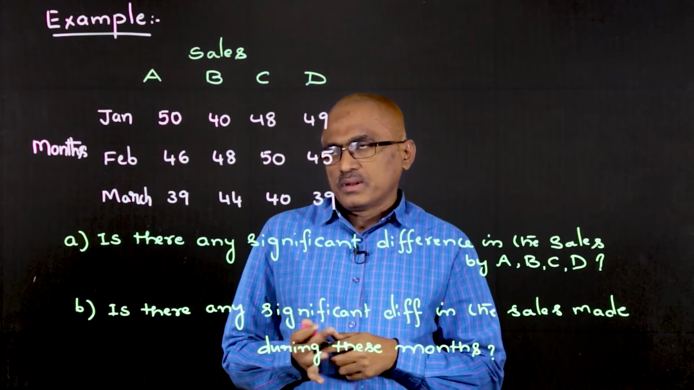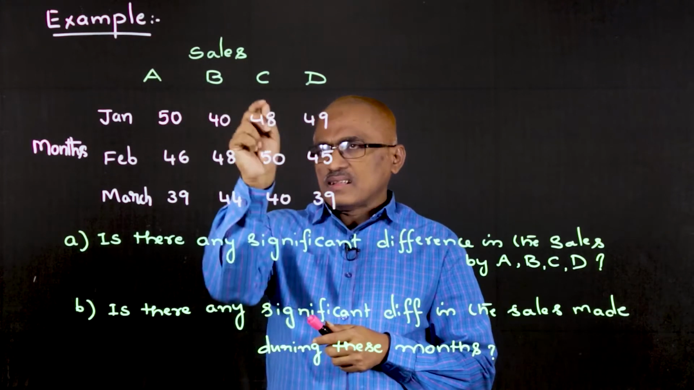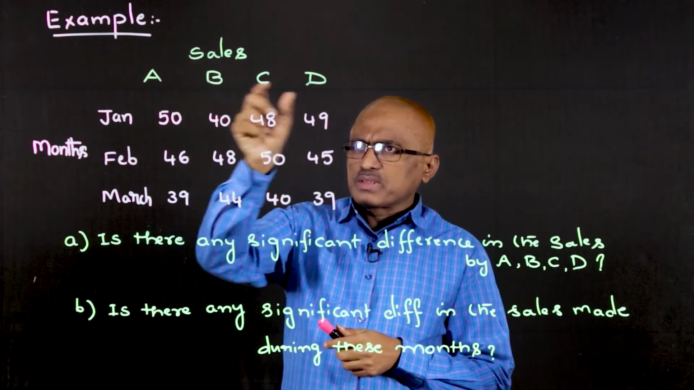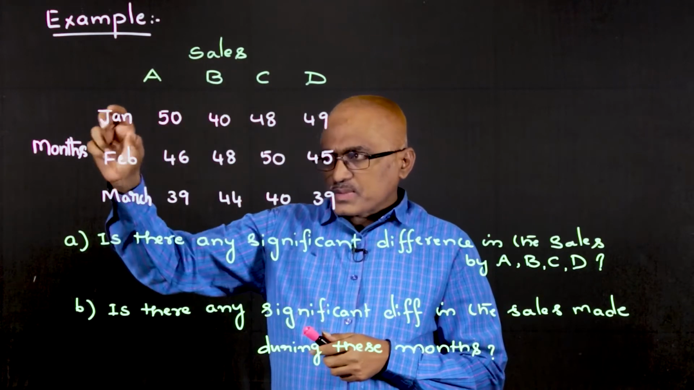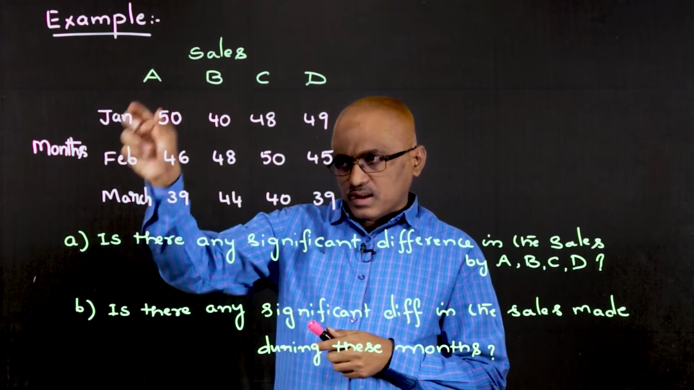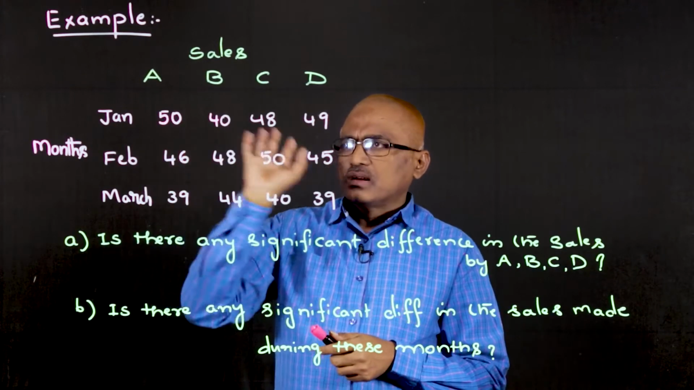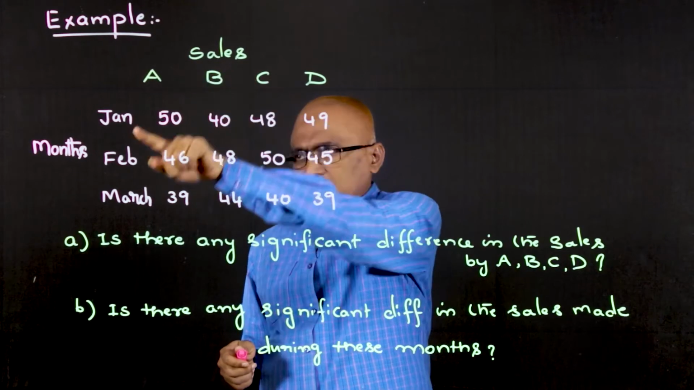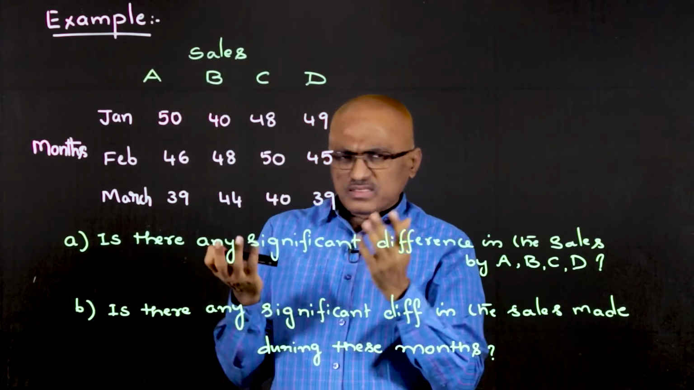Now we'll take this example. We had sales done by 4 teams A, B, C, D, with respect to months, which is Jan, Feb, March. Suppose if you take this 50, that is the sales done by A team in the month of Jan is 50 lakhs, 50 crores.